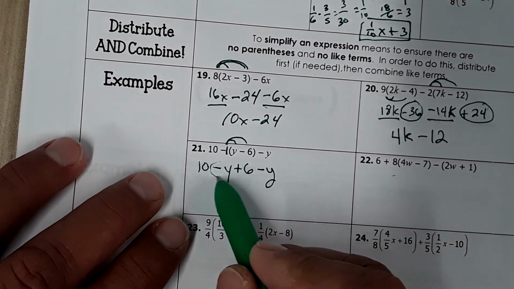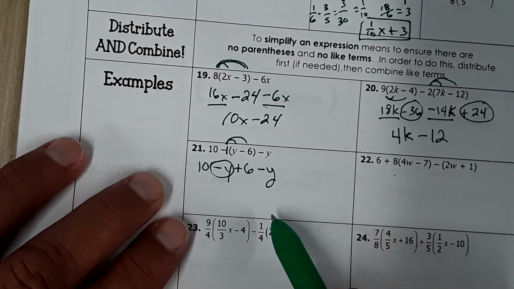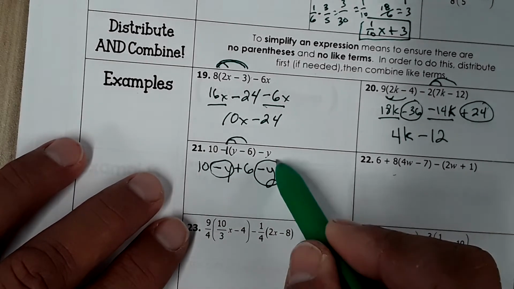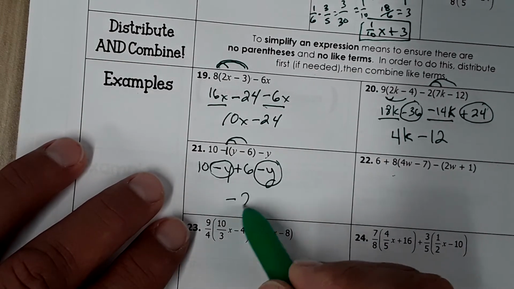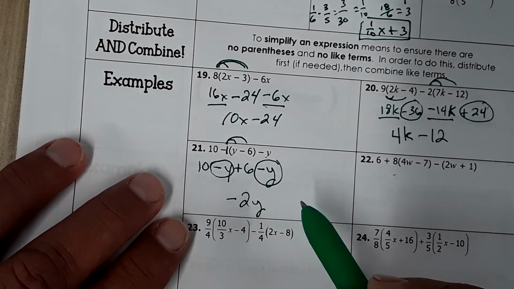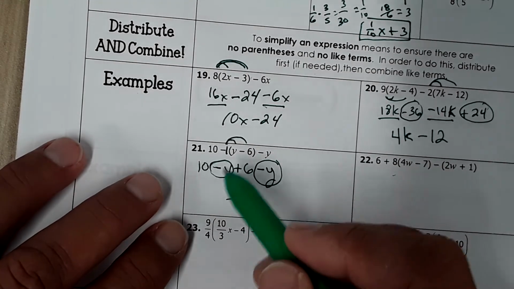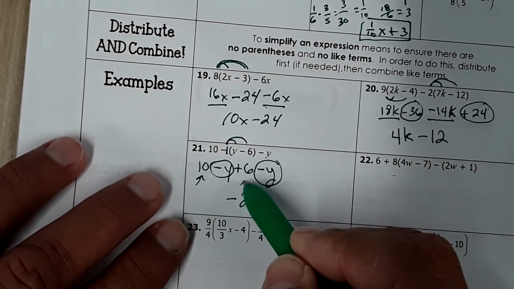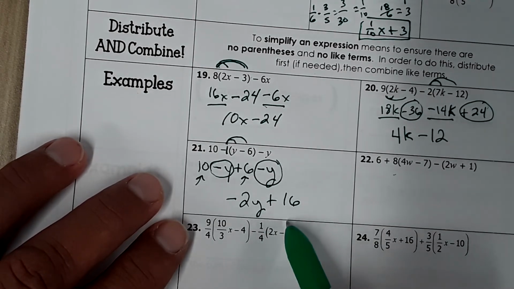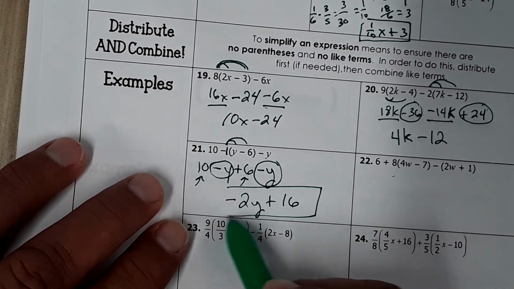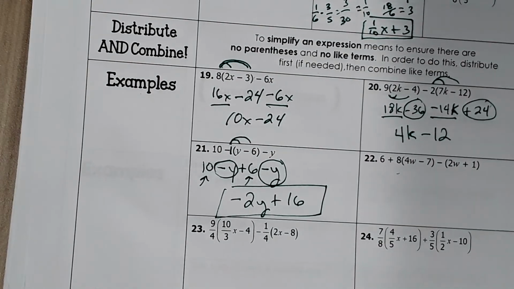If I'm looking to combine like terms, I have a -1y here, a -1y here, which would combine to be -2y. If I add -1 plus -1. I can also add these constants. 10 and 6 make 16. And I can't add those together now because those are not like terms. And that would be it.